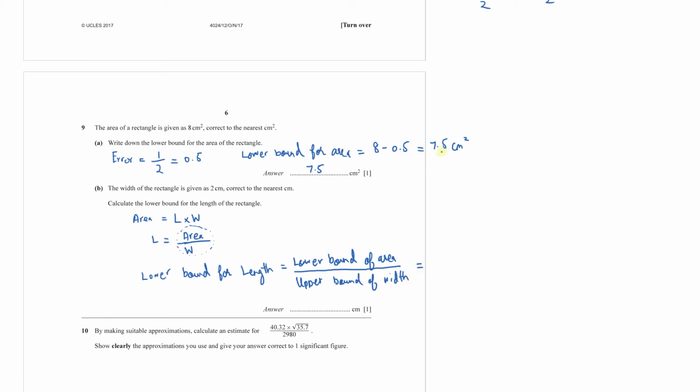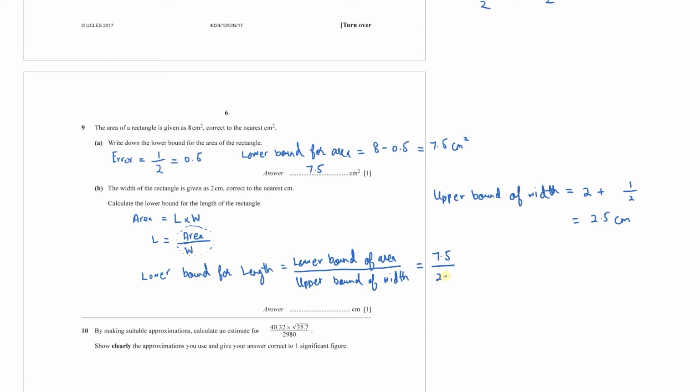So what's the lower bound of the area? You calculated it in part A, which is 7.5. And then you need the upper bound of the width. So let's calculate the upper bound of width. This would be equal to the width, which is 2 centimeters, plus the error. Your degree of accuracy is 1 centimeter, so your error is 1 divided by 2, which is 0.5 centimeter. So your upper bound of width is 2.5 centimeter.